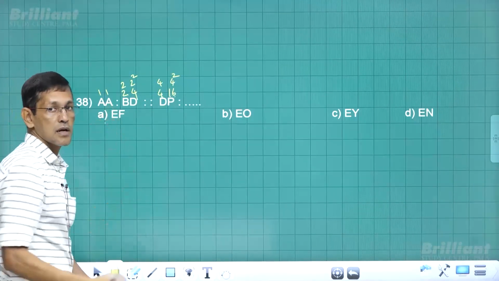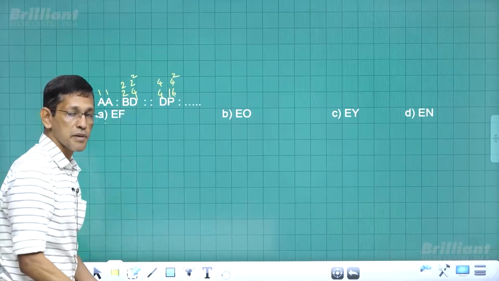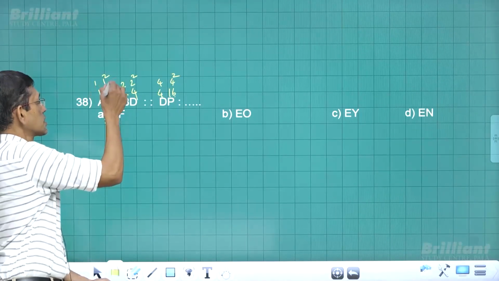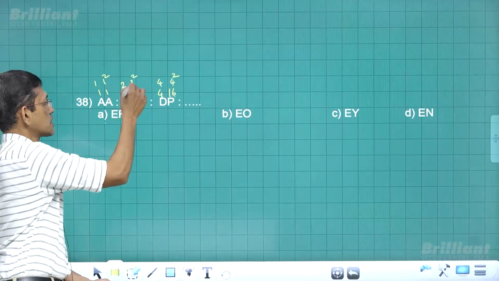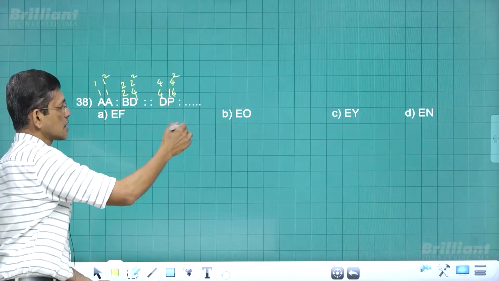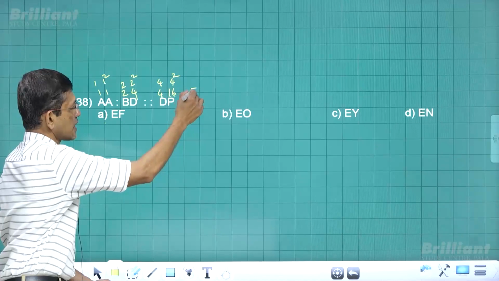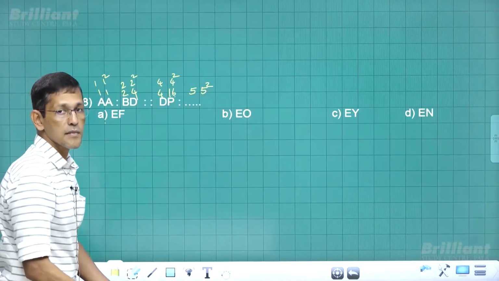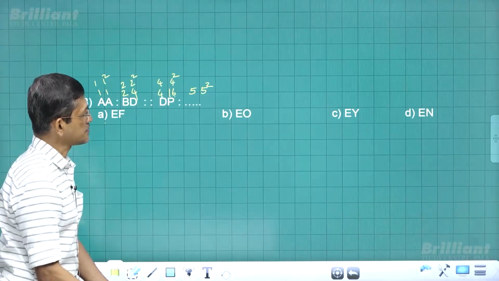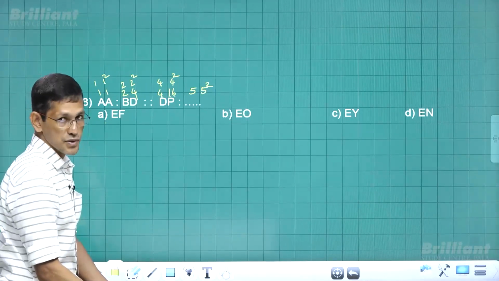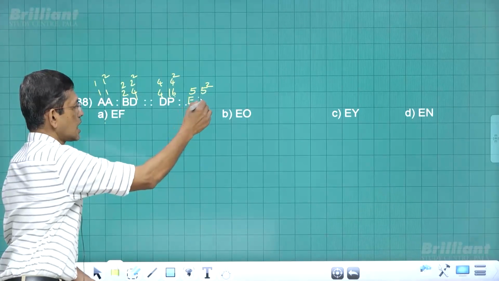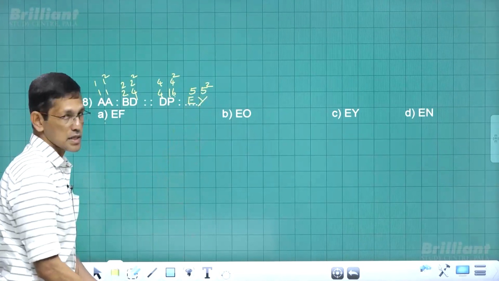How about the first one? Does it fall into the same pattern? 1 and 1 square, is it possible? Yes, 1 square is 1. So 1 and 1 square, 2 and 2 square, 4 and 4 square. Next one is 5 and 5 square. 5 square is 25. 5 is E, and 25 is Y. So EY.